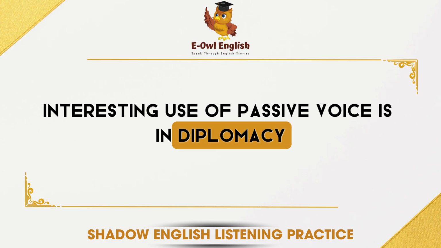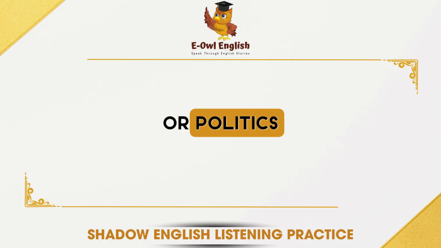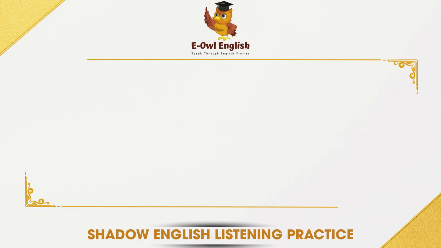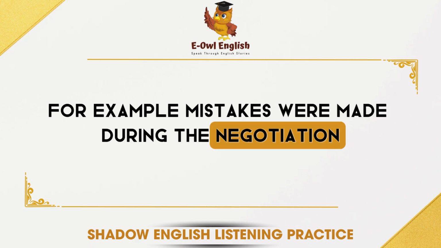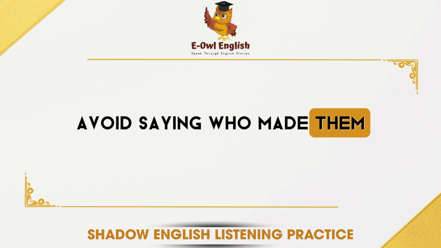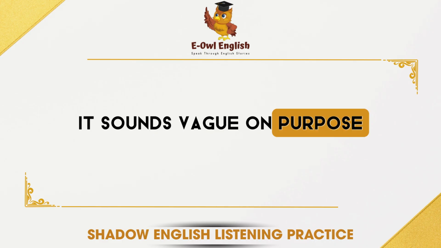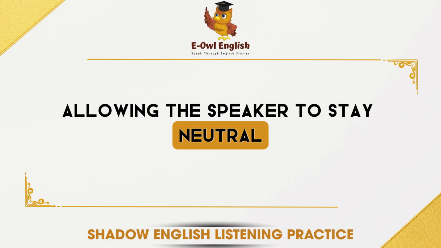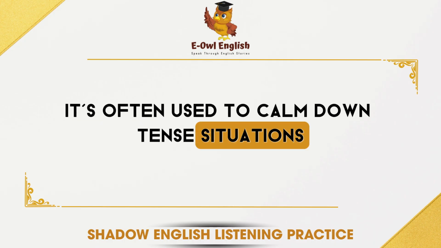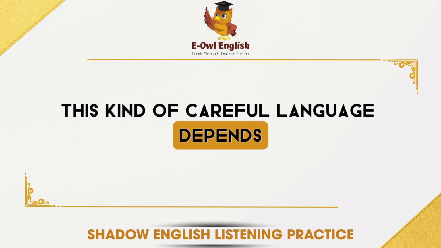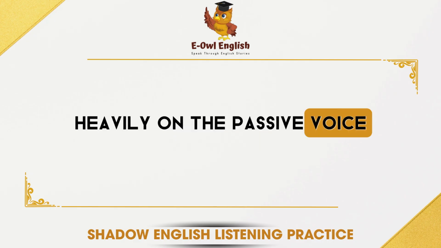Another interesting use of passive voice is in diplomacy or politics. Politicians often use it to avoid directly blaming someone. For example, "mistakes were made during the negotiation," avoiding saying who made them. It sounds vague on purpose, allowing the speaker to stay neutral. It's often used to calm down tense situations or avoid public backlash. This kind of careful language depends heavily on the passive voice.